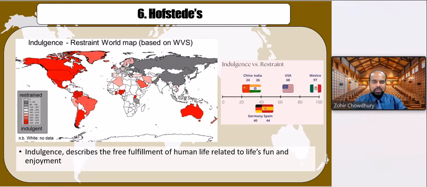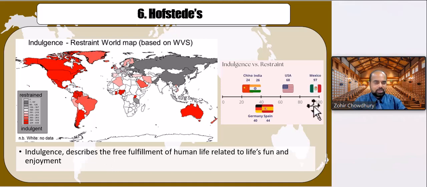The final mention is indulgence. So indulgence versus restraint. So indulgence describes the free fulfillment of human life related to life's fun and enjoyment. The opposite society controls the gratification of needs and regulates it through strict societal rule.